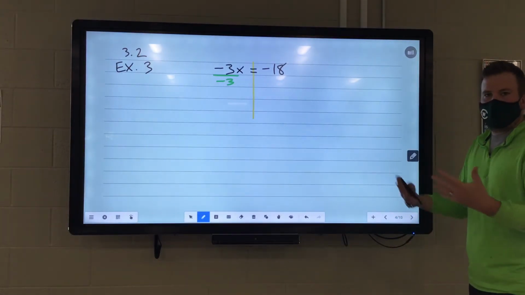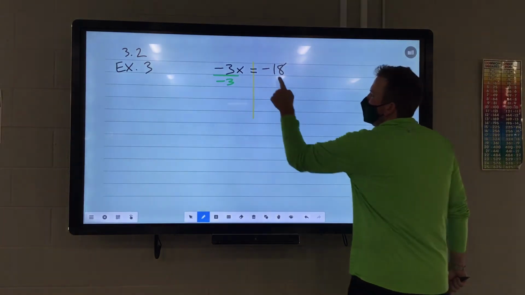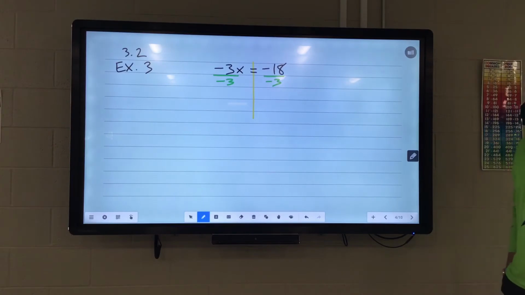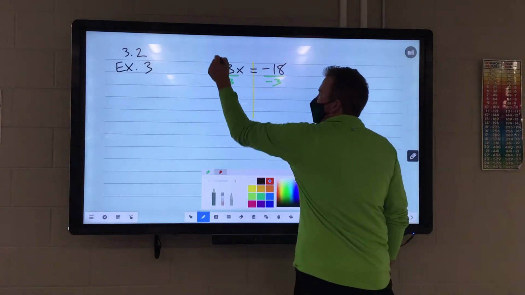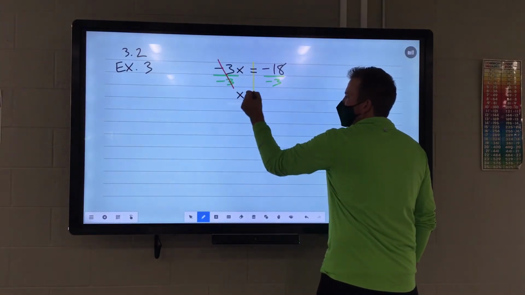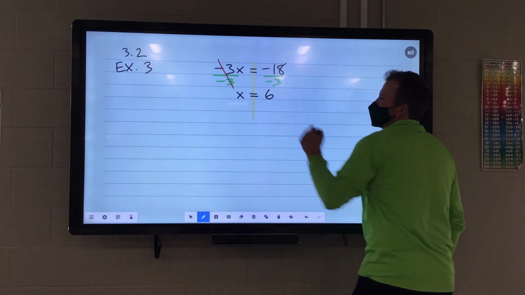Now, of course, if I divide the left side of the equation by negative 3, I need to follow the golden rule of solving equations. And I need to divide the right side of the equation by negative 3. What that does is cancel out that negative 3 in front of my x, leaving just my x behind. And on the right side, negative 18 divided by negative 3 is 6.